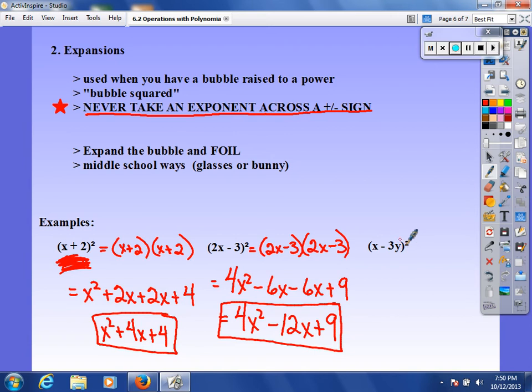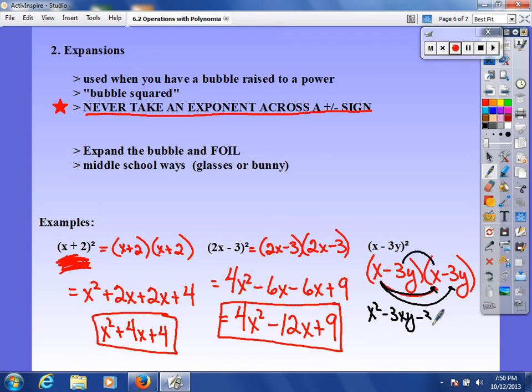You cannot take an exponent across a plus or minus sign, or you owe me snickerdoodles. So what we can do though is expand it and use the FOIL method. First, x squared. Outer, minus 3xy. Inner, minus 3xy. And last, positive 9y squared.